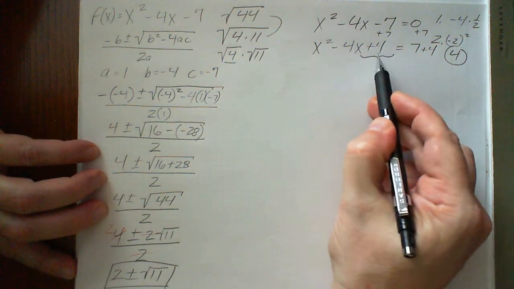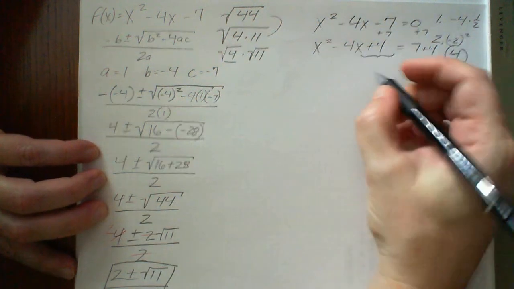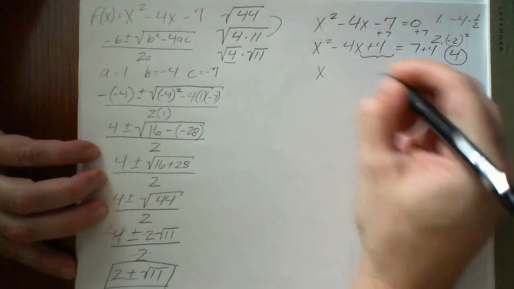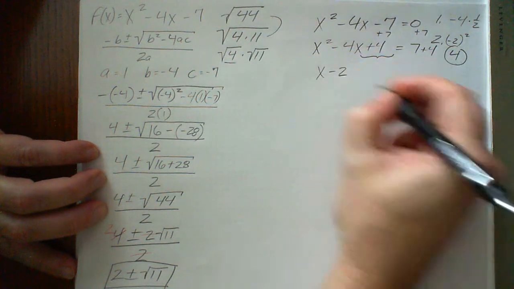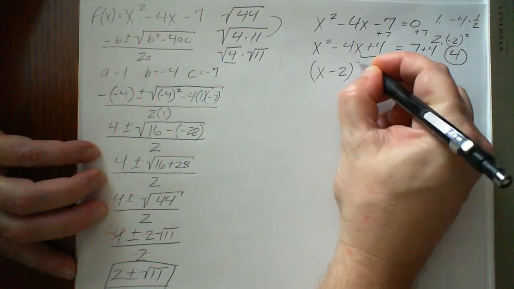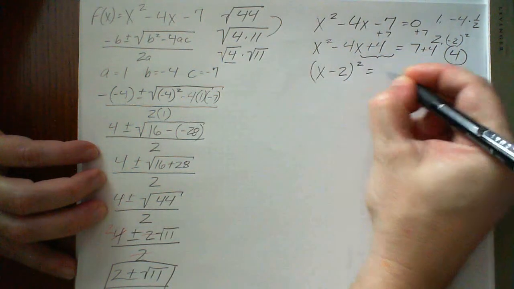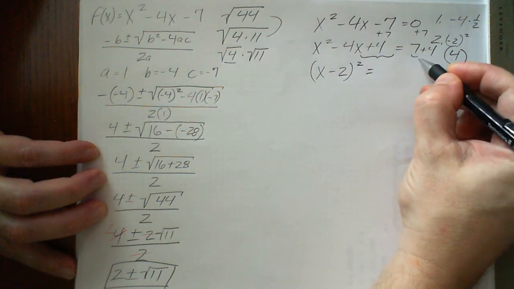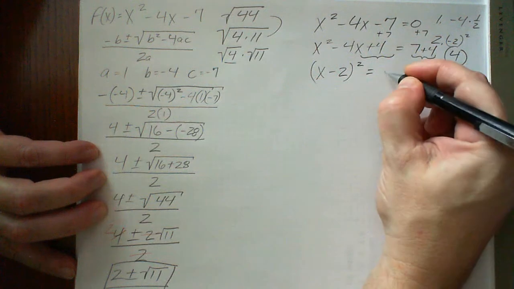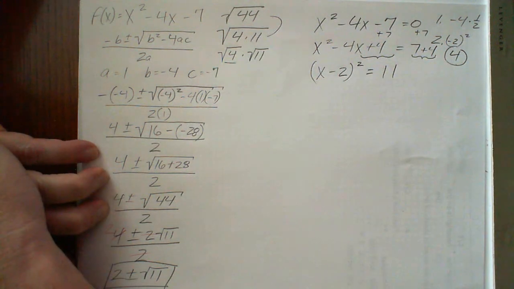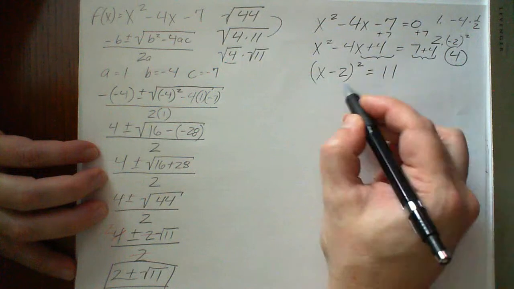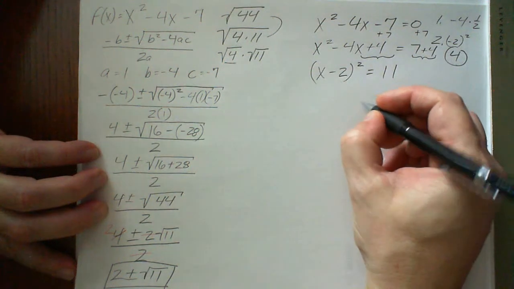And here's why. I've created a perfect square trinomial now over here on the left-hand side. X squared minus 4x plus 4 factors to x minus 2 times x minus 2. Well, we can write that as x minus 2 squared. Don't forget we added a 4 over here, so 7 plus 4 is 11. Well, that's still not quite in the form I need. I need this 11 over here on the left-hand side.